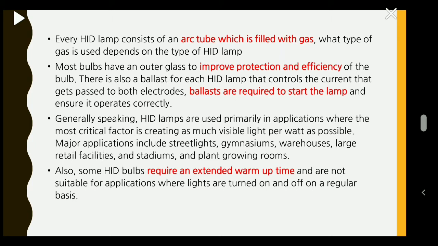Since most HID lamps produce light which is either very cool white, blue, or warm white, yellow, they are generally not used in applications where the aesthetic quality of light is important. Also, some HID bulbs require an extended warm up time and are not suitable for applications where lights are turned on and off on a regular basis.